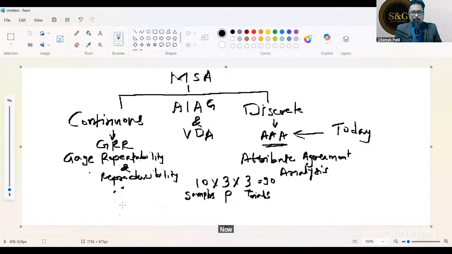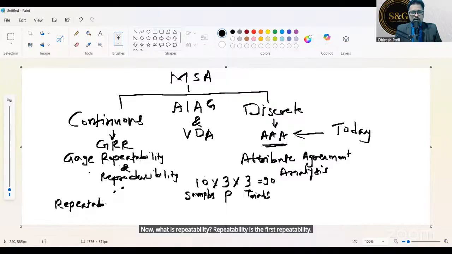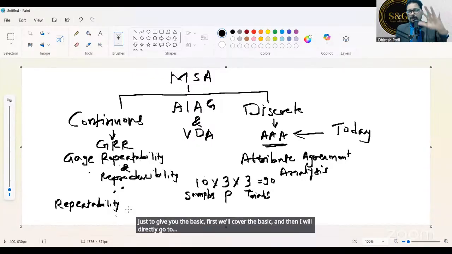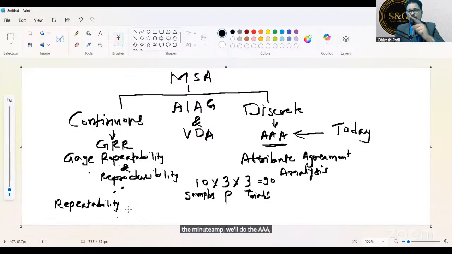Now, let's come to repeatability and reproducibility. Just to give you the basics, first we'll cover the basics, and then I will directly go to Minitab. We'll do the AAA, then we will go for the manual calculation. What is repeatability? The same sample.